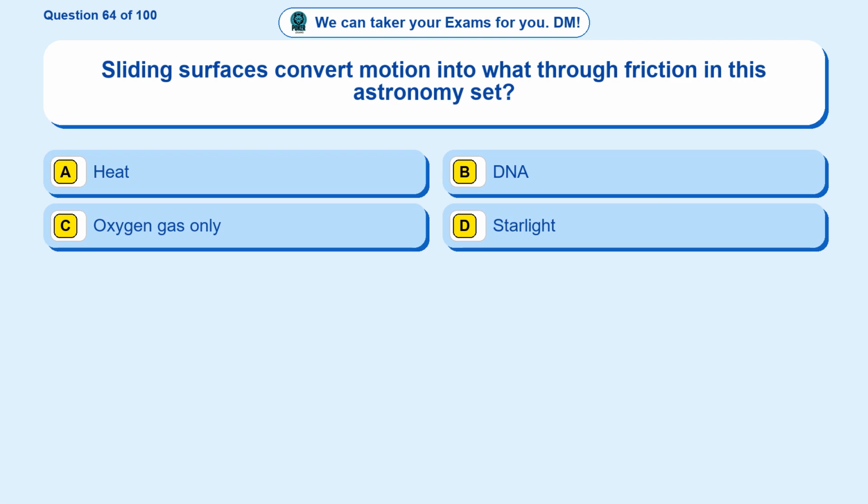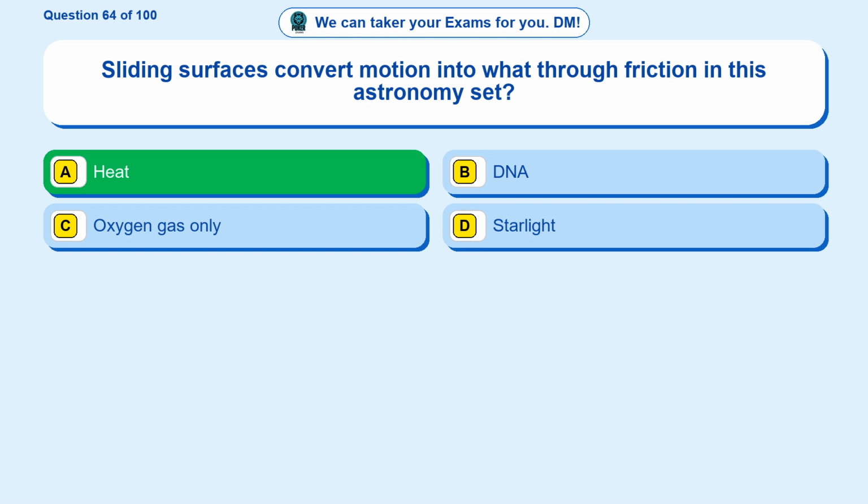Question 64. Sliding surfaces convert motion into what through friction in this astronomy set? Option A, heat. Option B, DNA. Option C, oxygen gas only. Option D, starlight. The correct answer is option A.